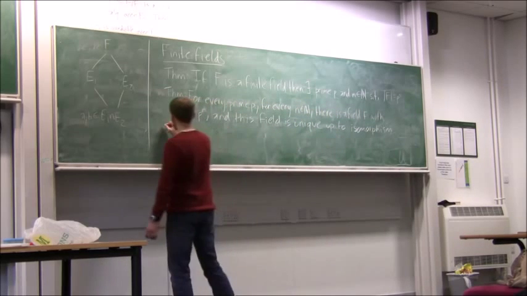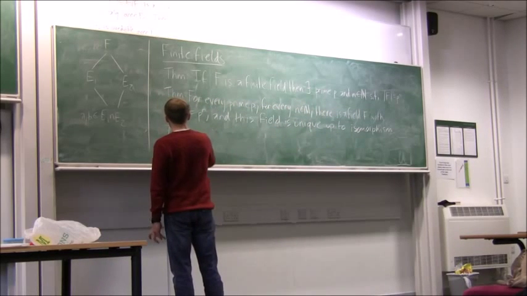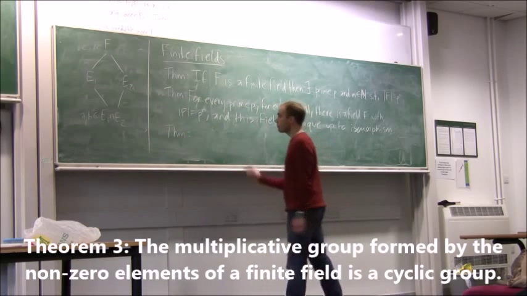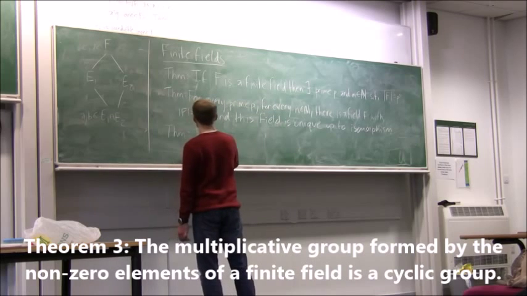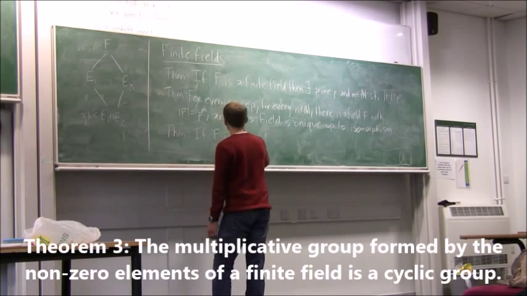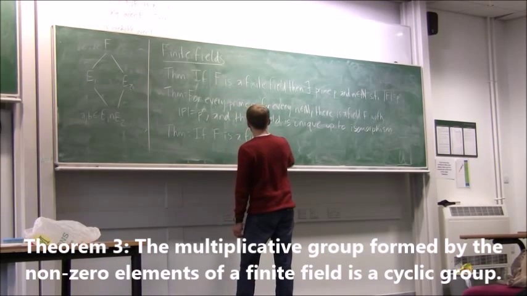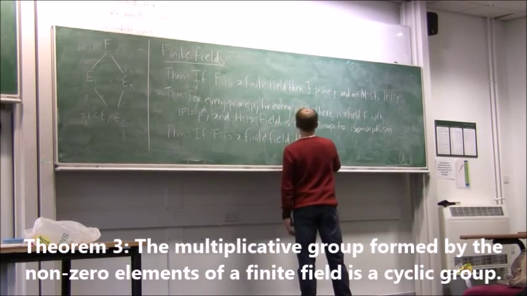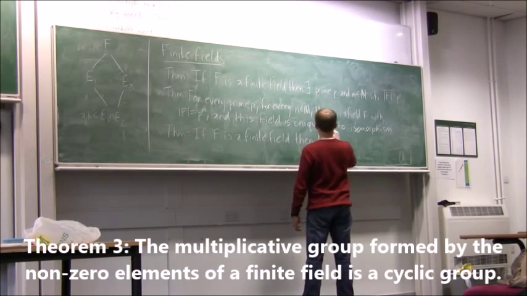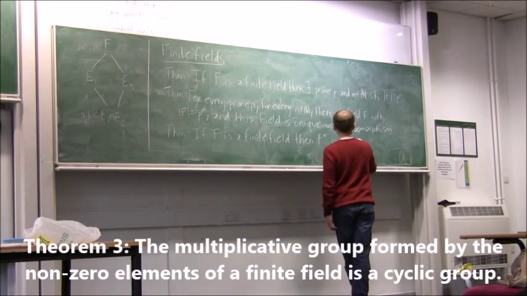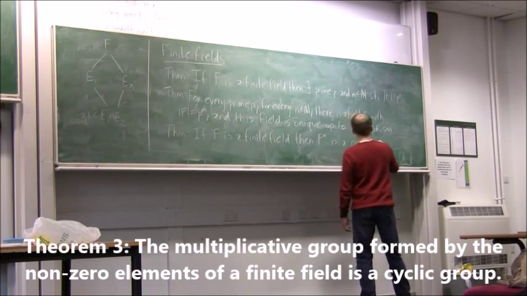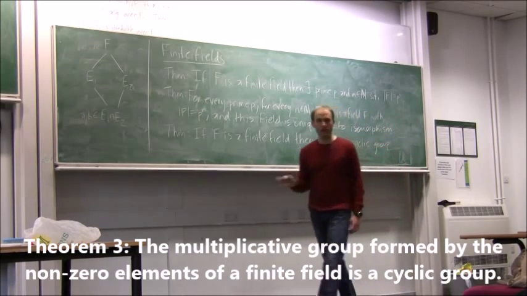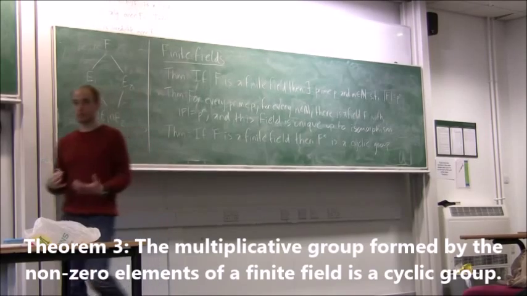And so the third theorem about finite fields. If F is a finite field, then its multiplicative group, F cross or F star, is a cyclic group. Okay? I'm going to prove that. That's useful to us for a number of reasons.